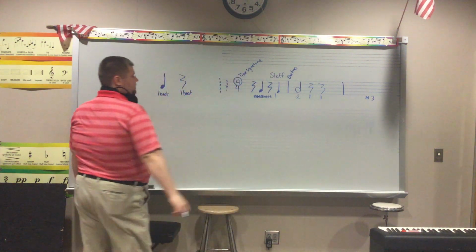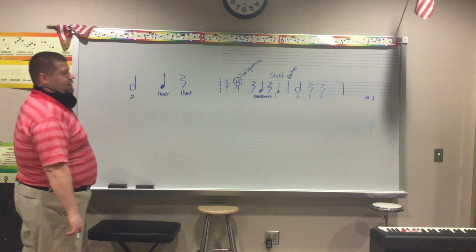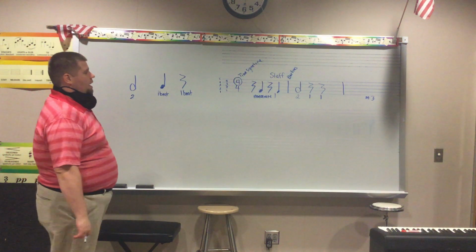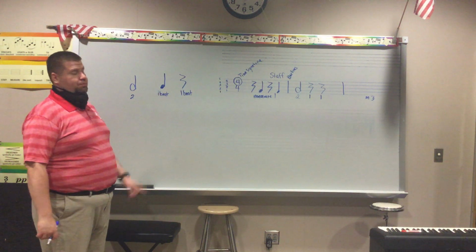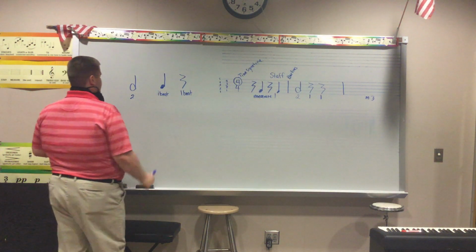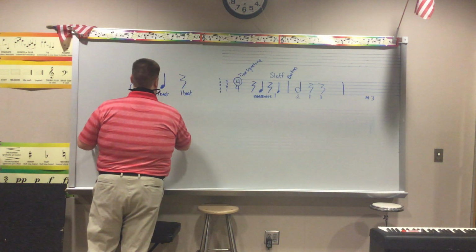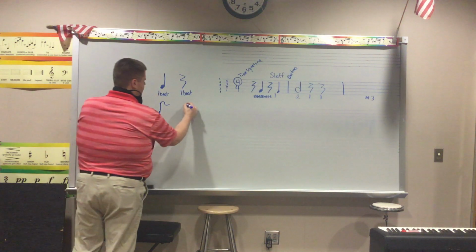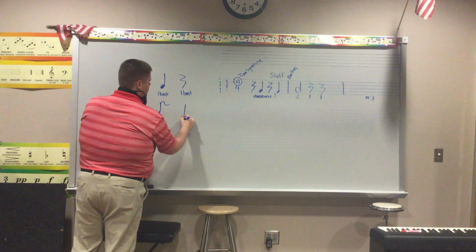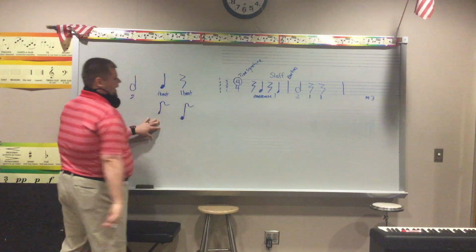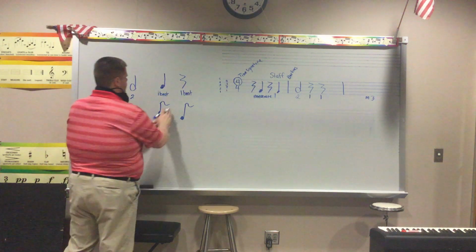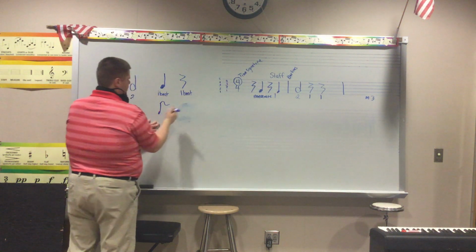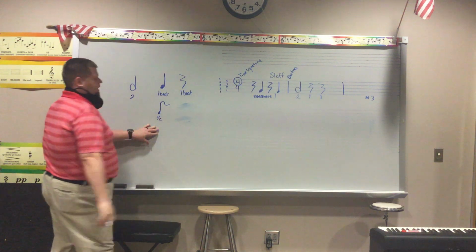Now, the next thing I'm going to do is create another 4/4 measure, but this time I'm going to add the 8th note. Now, the 8th note is pretty simple to draw. All you're going to do is draw a quarter note, and then add a little flag, just like that. Now, the 8th note is worth half a beat.